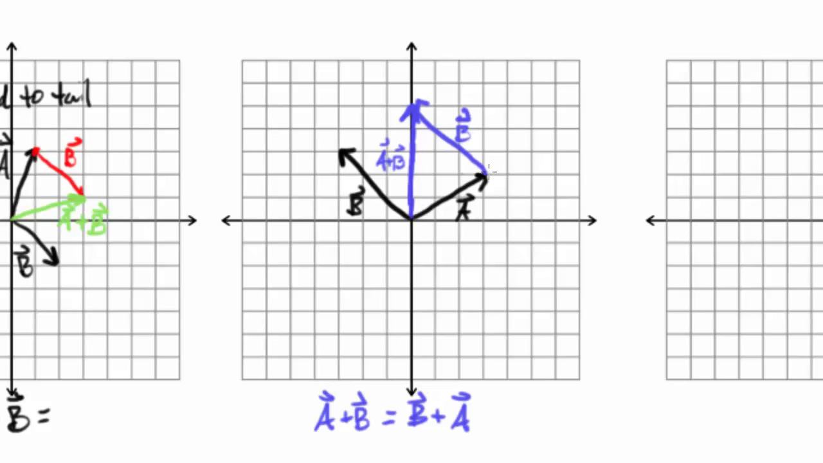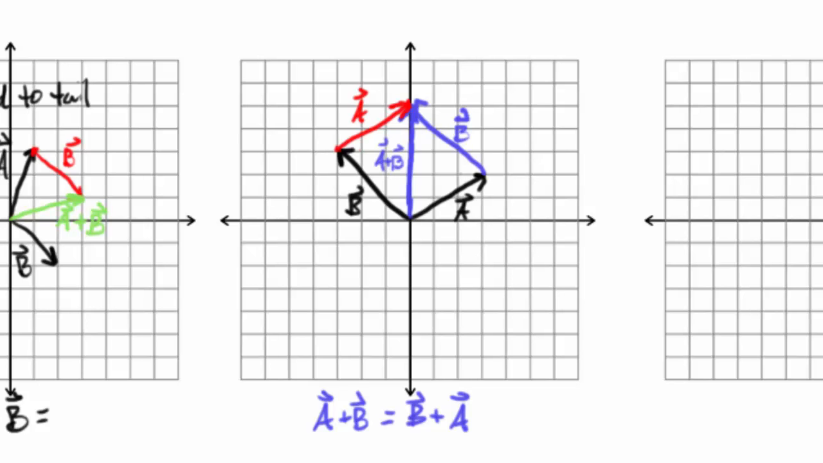So here I did A plus B. So let's do B plus A and we'll see. If I redraw A, it goes over 1, 2, 3, and up 2, and you'll see, yes, it does. So vectors do commute. The commutative property holds. It doesn't matter the order in which you add them.